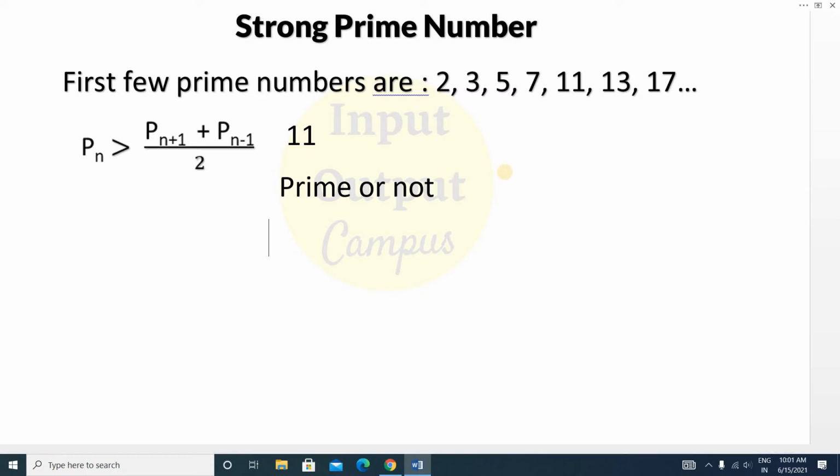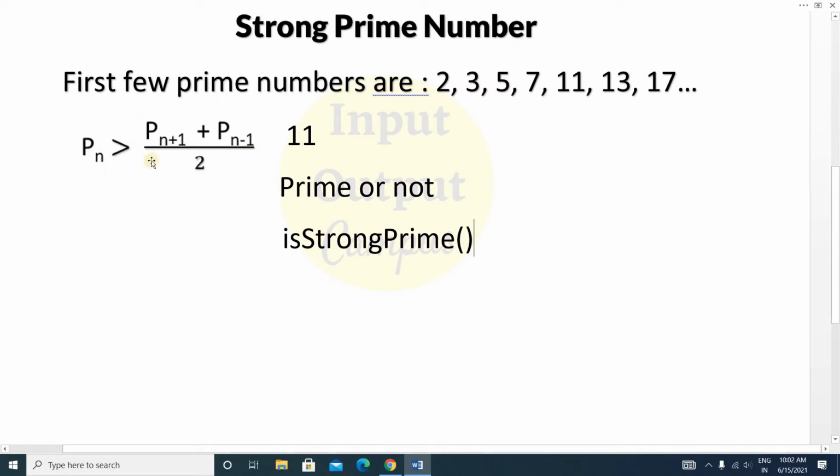Our next task will be to check if this prime number is a strong prime or not. For that we'll write another function, is strong prime or not. Inside this function we'll check if the prime number is a strong prime or not. If it is a strong prime, then we'll return true, otherwise we'll return false. So how will you know if this is a strong prime or not? This is very simple because we know the formula. So this is the formula.